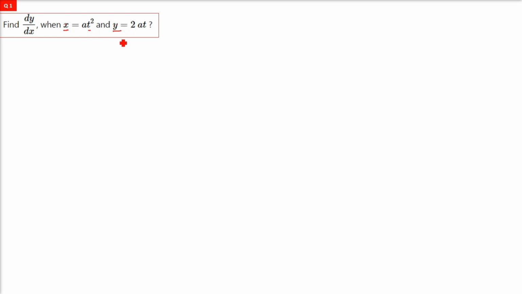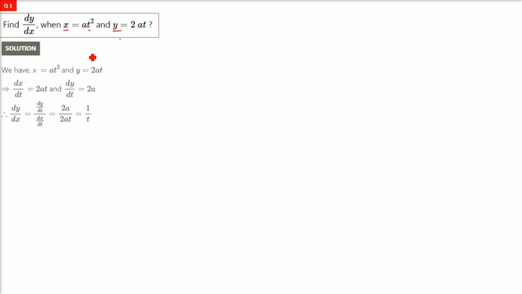Sometimes you will see theta also. So we'll differentiate with respect to this intermediate and then we'll divide. All the questions coming are based on this type only. So let us try to solve. x is equal to at square, y is equal to 2at.